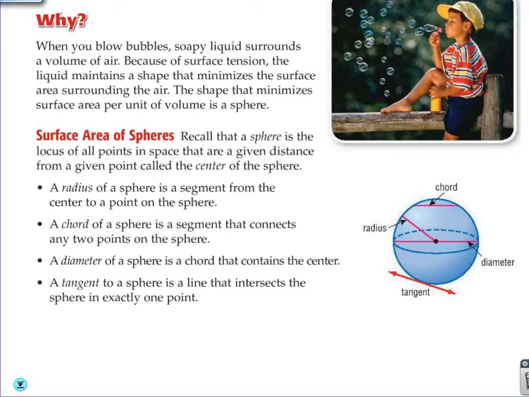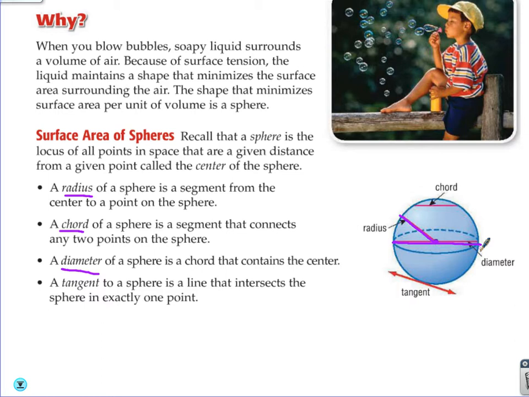Let's talk a little bit about vocabulary when you're dealing with a sphere. The radius of a sphere is pretty much the same thing as the radius of a circle: the distance from the center of the sphere to the outside, any distance to the outside. The chord of a sphere is the same thing as the chord of a circle. The diameter of a sphere is the distance all the way across that does have to pass through the center of that sphere.